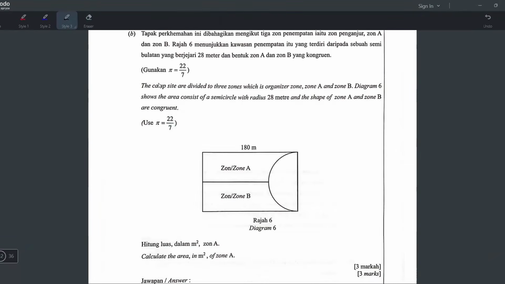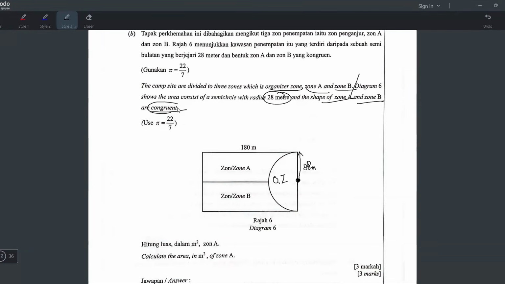Okay, soalan B. The campsite are divided into 3 zones, which is organizer zone, zone A, and zone B. Where is it? Okay, you have zone A, zone B, and I'm assuming this one is the organizer zone. Yeah, because this is the only thing left, so I think this is the organizer zone lah. Okay, diagram 6 shows the area consists of a semicircle with a radius 28 meter. Okay, radius is the jari, means the distance from the center to the side here is 28 meters.